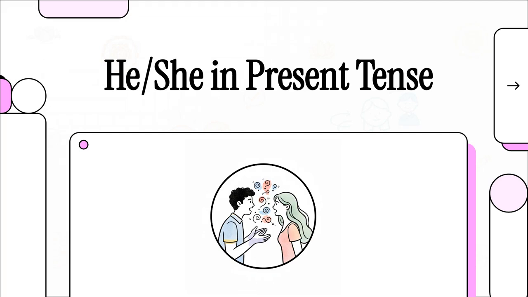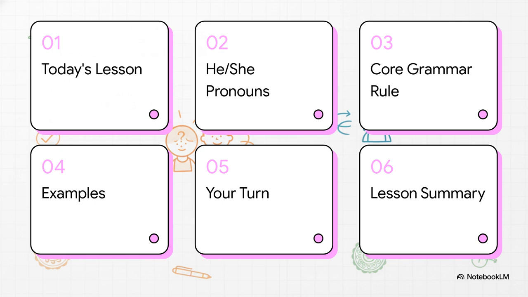Today, we're jumping into lesson 15. We're going to unlock a really core part of the language, how to talk about what he or she is doing. It's actually simpler than you think, and we're going to break it all down step by step. So here's our game plan. First, we'll set our goal for today. Then we'll dive into the key pronouns and the one single grammar rule you really need to know. After that, we'll walk through some examples, and then it's your turn to practice. And of course, we'll wrap it all up with a quick summary to make sure it all sticks. So let's get into it.